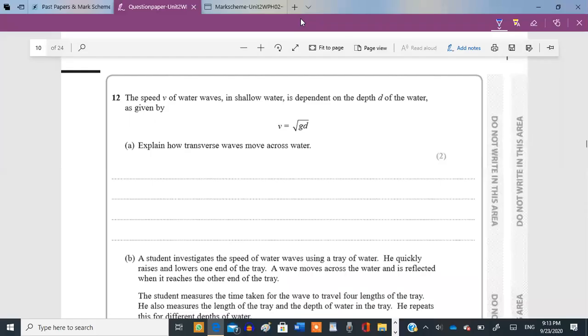Now, question 12 says the speed v of water waves in shallow water is dependent on the depth of the water, as given over here: v is equal to square root of g into d, where d is the depth and g is the gravitational field strength. Explain how the transverse waves move across water. Transverse waves are those waves in which the direction of vibration is perpendicular to the direction of propagation. That's how they're going to move.